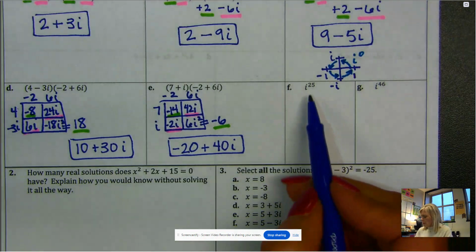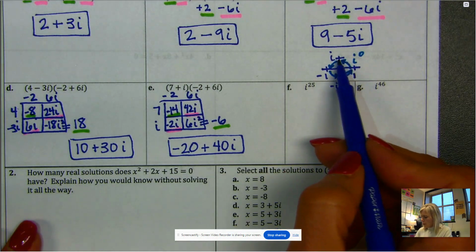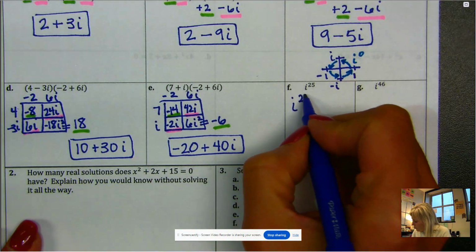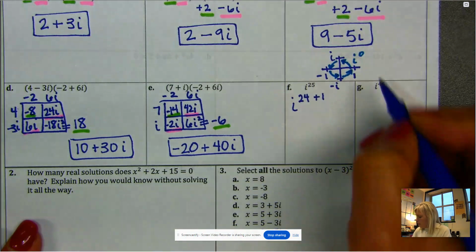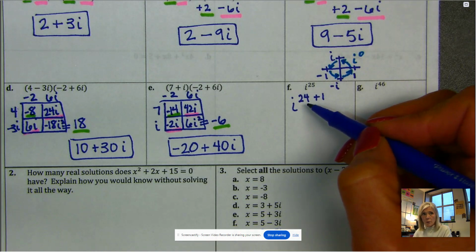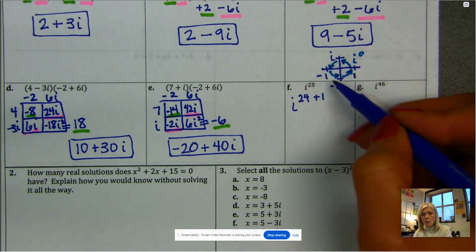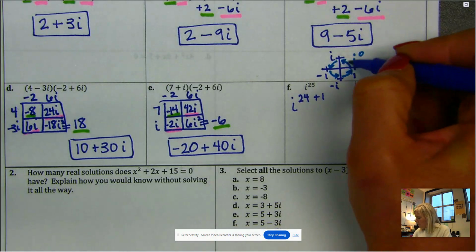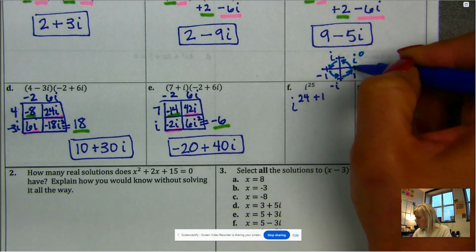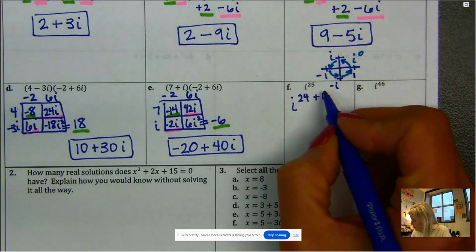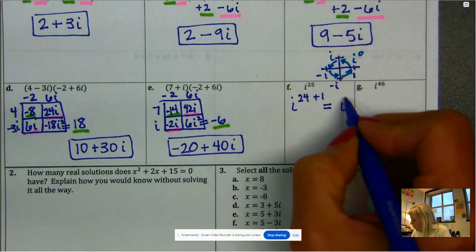And so for i to the 25th, I'd be able to go around 6 whole times, because i to the 24th, right? Since 24 is divisible by 4, 24 divided by 4 is 6, then I could go 6 whole laps and then plus 1 more. So I go around 6 times, I get here, that'd be 24, and then to the 25th lands up here at i. So i to the 25th is just equal to i.